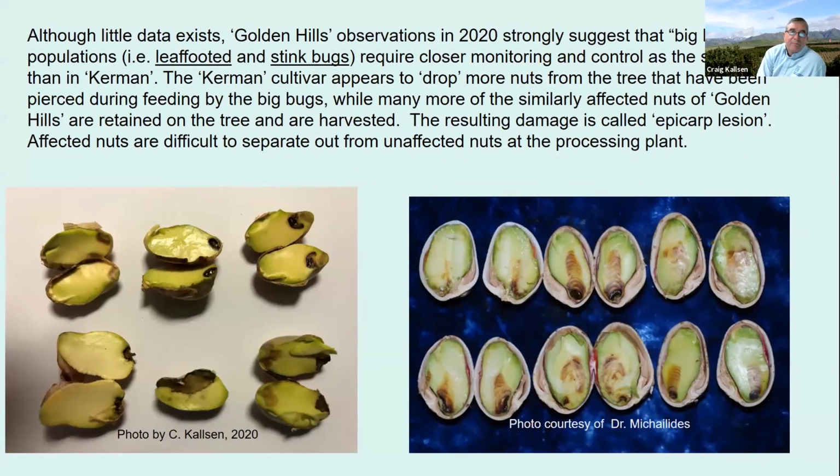This is something that just showed up this year, I guess a little bit last year. It looks like big bug damage is worse in Golden Hills. And the reason is it appears that when Kerman gets stung by a big bug, like a stink bug or a leaf-footed bug, it'll drop the nut. It realizes the nut is no good. But it looks like Golden Hills hangs onto those nuts. And the bad thing is, we call this epicarp lesion. The bad thing is this can end up in the final product. It's difficult for the processing plants to sort these kind of nuts out.